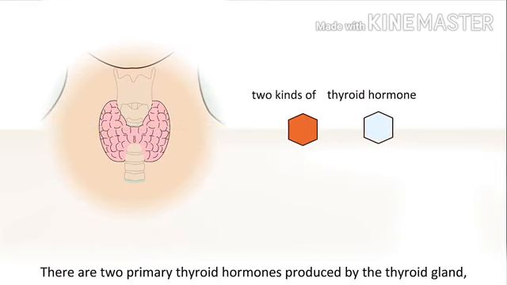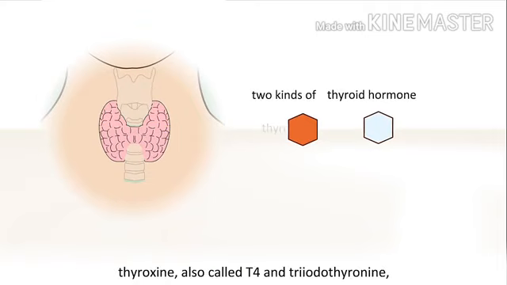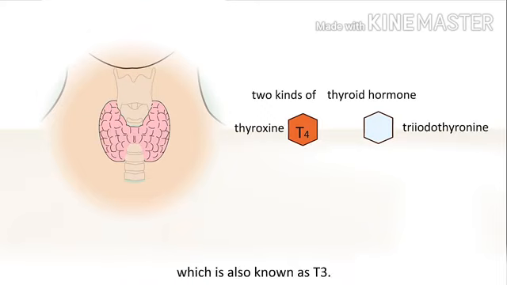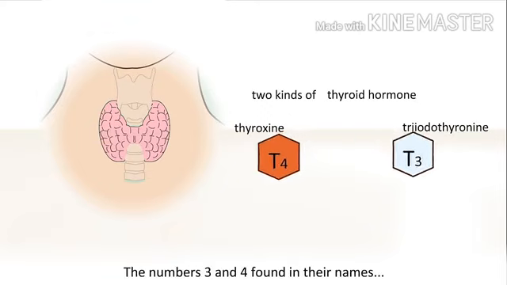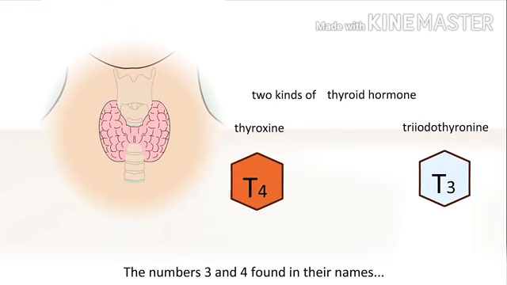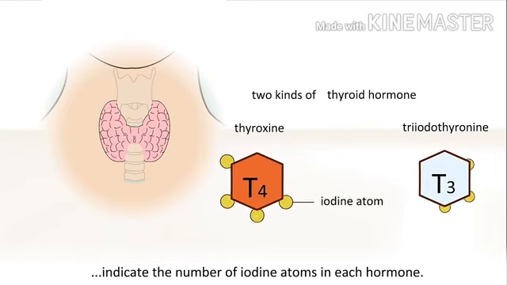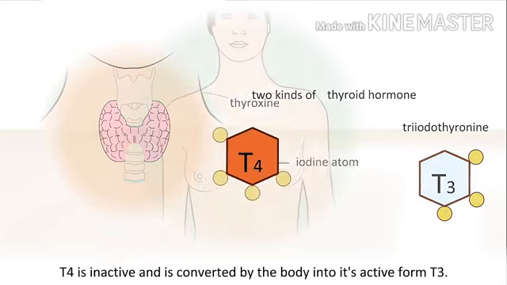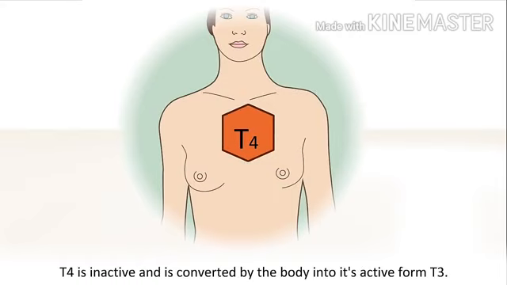There are two primary thyroid hormones produced by the thyroid gland: thyroxine, also called T4, and triiodothyronine, which is also known as T3. The numbers 3 and 4 found in their names indicate the number of iodine atoms in each hormone. T4 is inactive and is converted by the body into its active form T3.